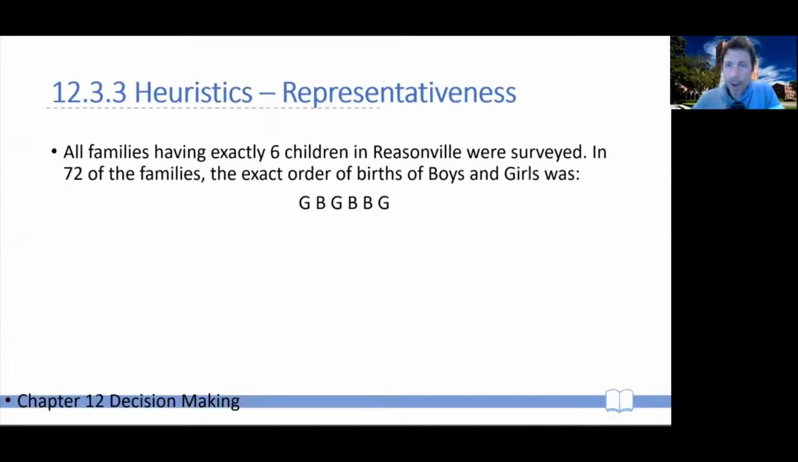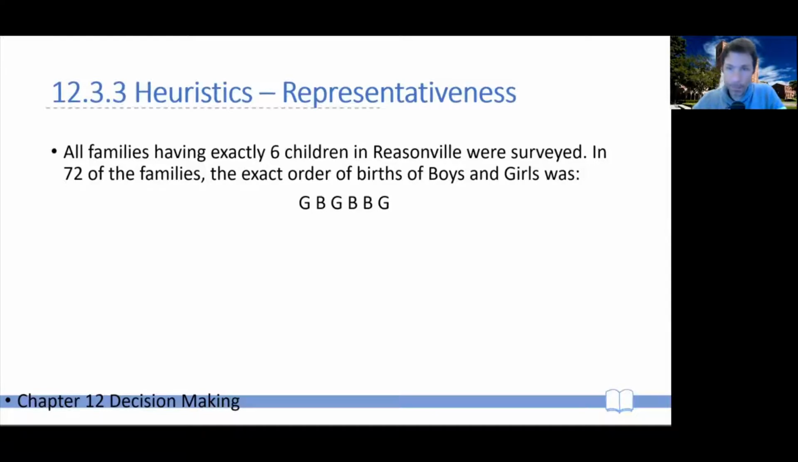The last heuristic I want to cover is that of representativeness. Let me explain this using a scenario. Say that we surveyed all the families that have exactly 6 children in a given city. Say that we also found out that there were 72 families for whom the exact order of births of boys and girls happened to be the one shown here. So girl, boy, boy, girl.